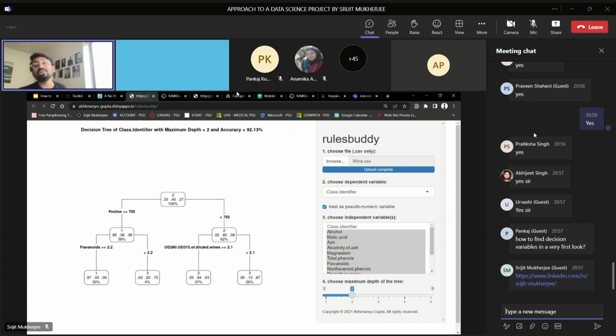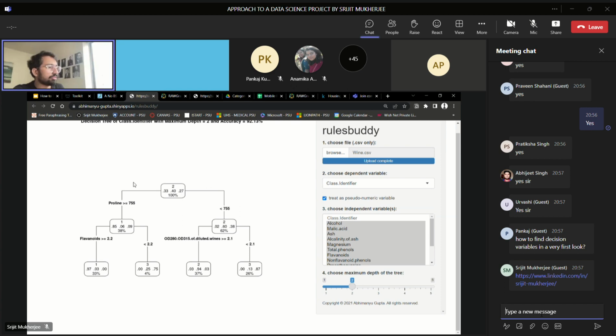You cannot find that because there are a lot of variables, Pankaj. But decision variables, you can understand from the decision tree. In the decision tree, the topmost one is the most important one. And then from here, you can understand the differentiating factor.